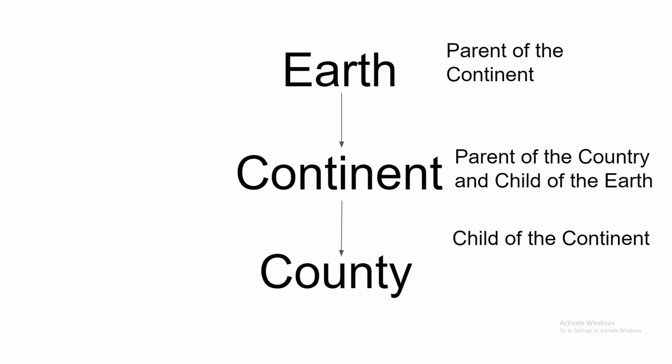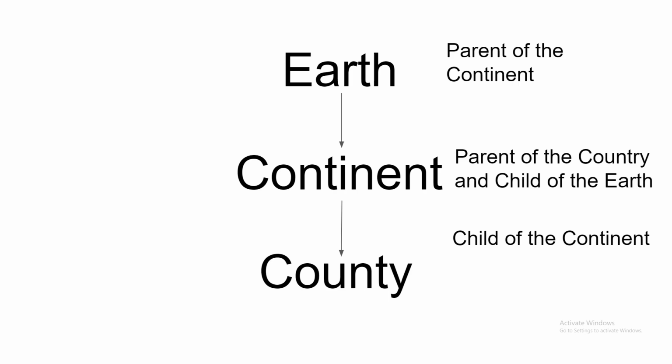Now, when addressing these different levels, we use the terms parent and child. The parent contains the children. The children are under the parent. So we can see Earth is the parent of the continent. The continent is within the Earth. And within the continent is the country.